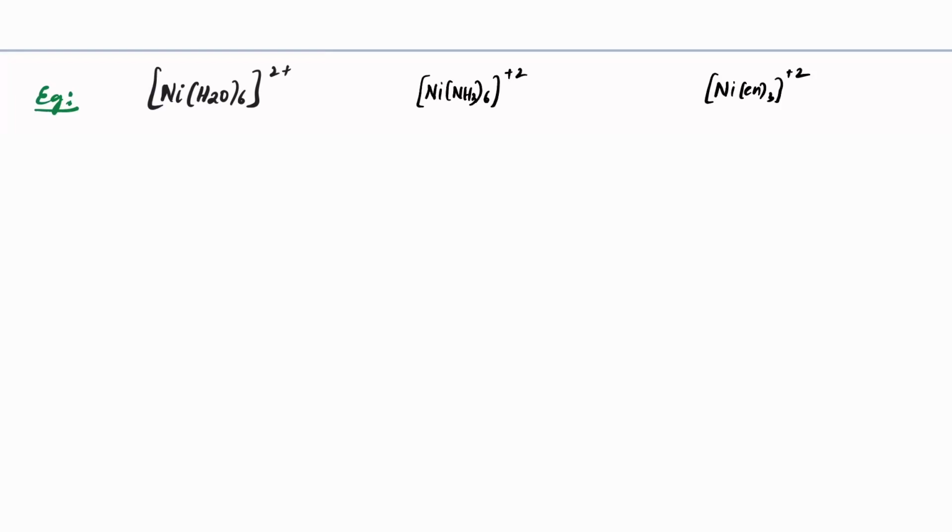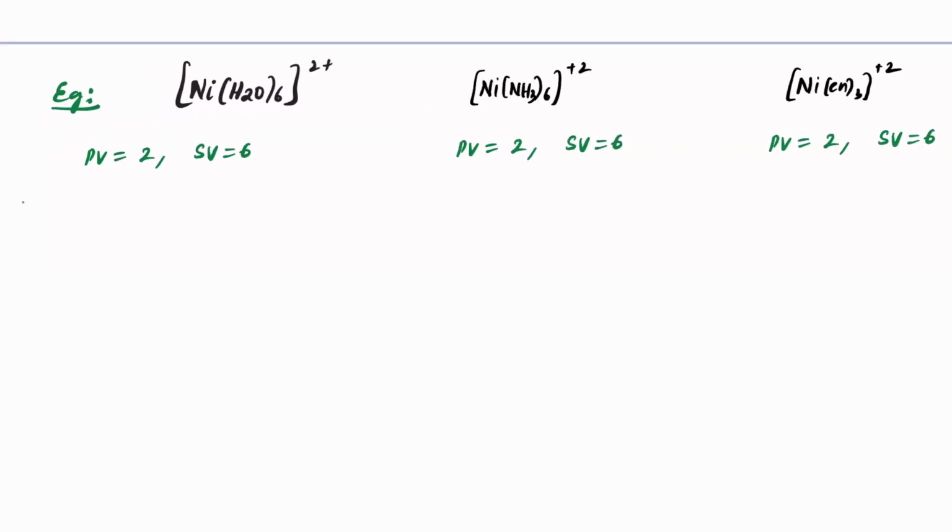In all these three cases, configuration wise, primary valency wise, everything is the same again. It's very similar to what we have done earlier. So primary valency is 2, secondary valency is 6, and that's the same thing in all these three cases. Next, electronic configuration. So you see, nickel plus 2.